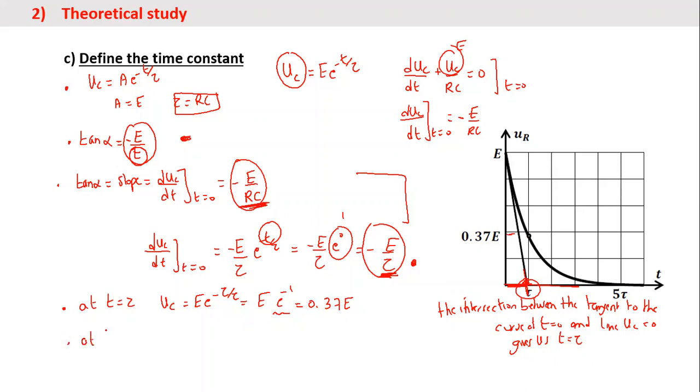Now at t equals 5 tau, I get that uc equals E e to the power minus 5 tau over tau, which gives us E e to the power minus 5, and this is approximately equal to 0. So when it reaches 5 tau, the capacitor will be almost completely discharged. At infinity, when t tends to infinity, uc will be equal to E e to the power minus infinity, which is 0. So at infinity, the capacitor is completely discharged.